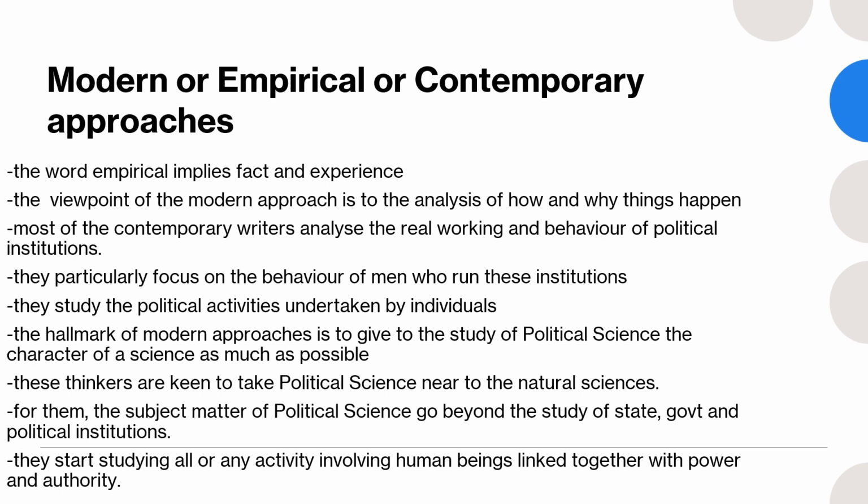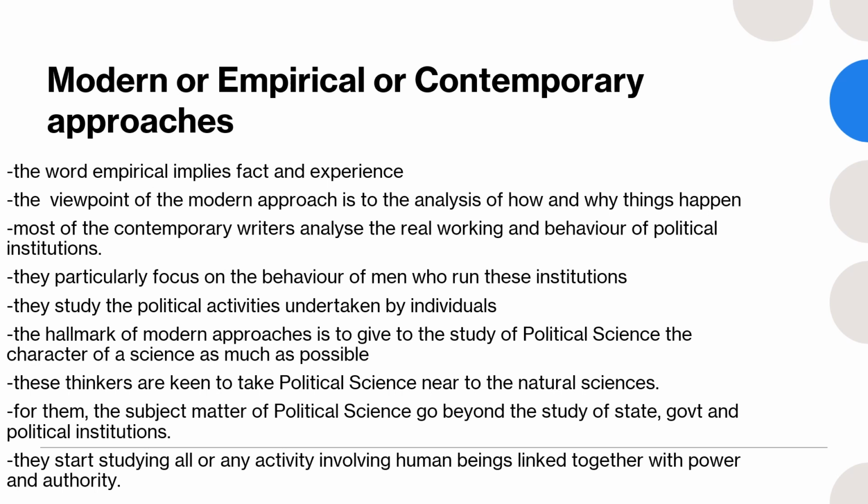The second type of approach that we come across is known as the modern, empirical, or contemporary approach. What are the features or characteristics of this approach? First, the word empirical implies fact and experience, which we are all aware of. The viewpoint of the modern approach is to analyze how and why things happen. Most of the contemporary writers or thinkers analyze the real working and the behavior of political institutions. They particularly focus on the behavior of men who run these institutions. They study the political activities undertaken by individuals or human beings.